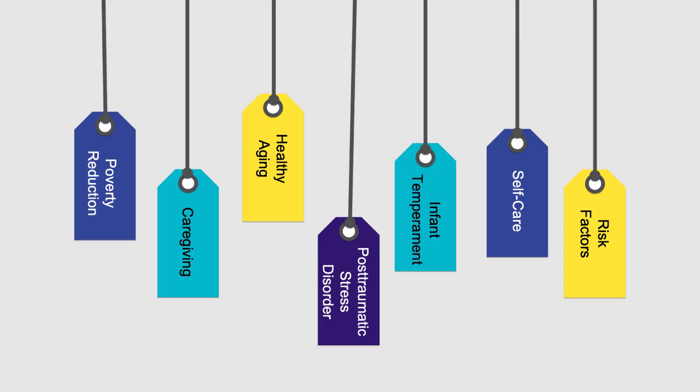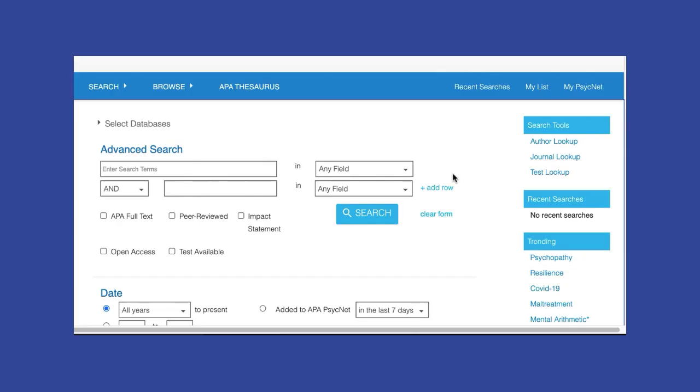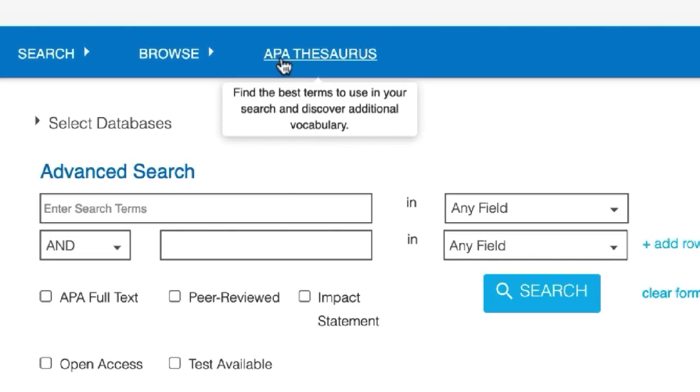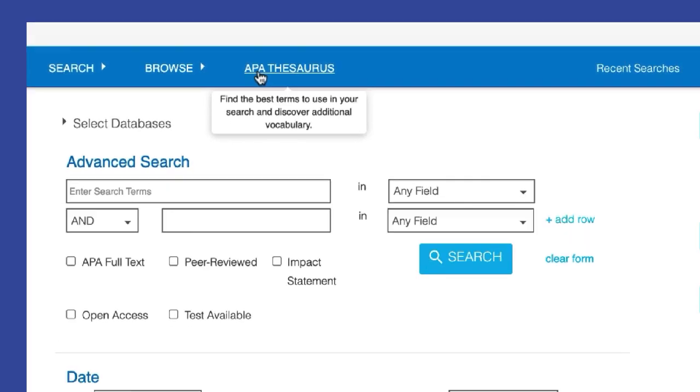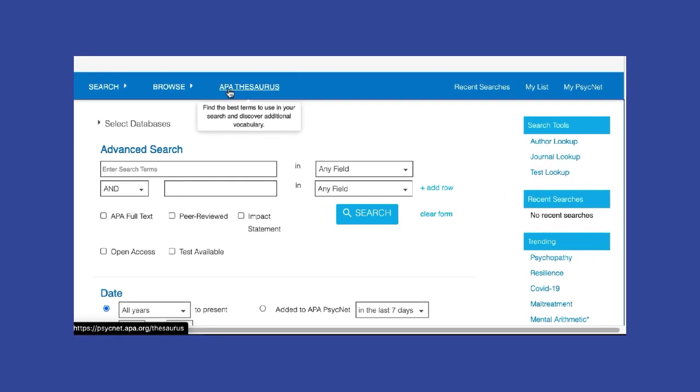Now that we've talked a little bit about index terms, let's use the APA Thesaurus to identify the appropriate ones for our sample research scenario and conduct a search to find relevant articles. Watch the second part of this video to see more.